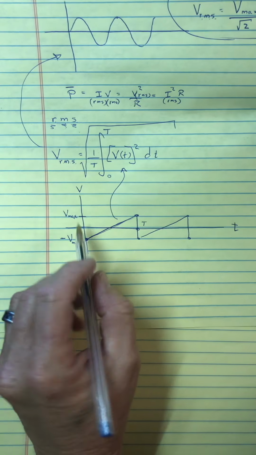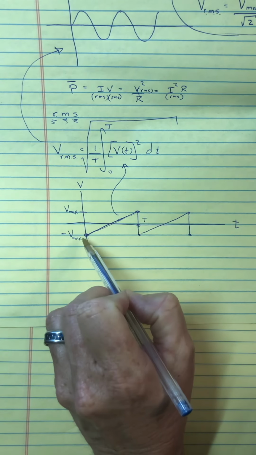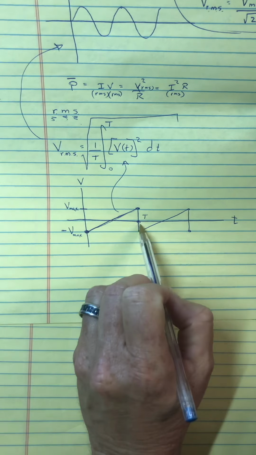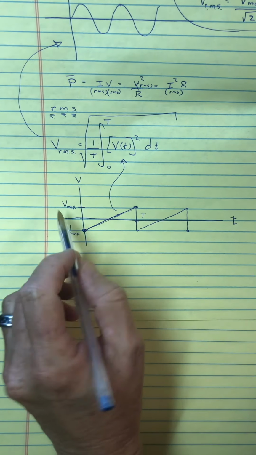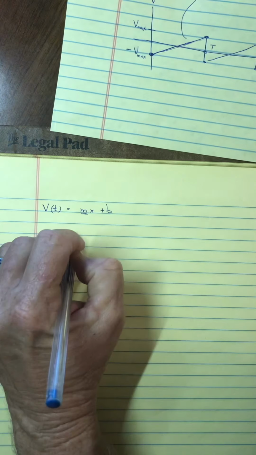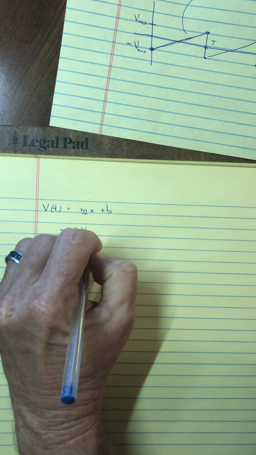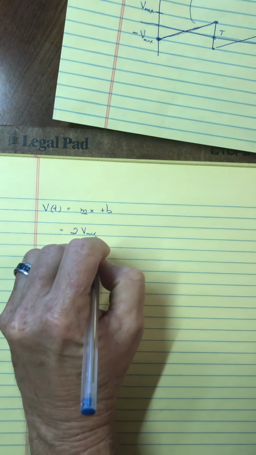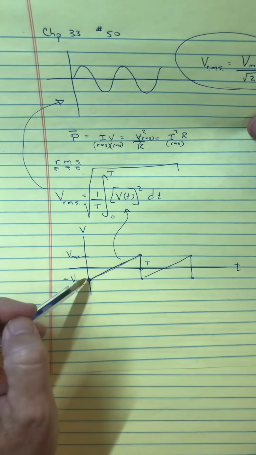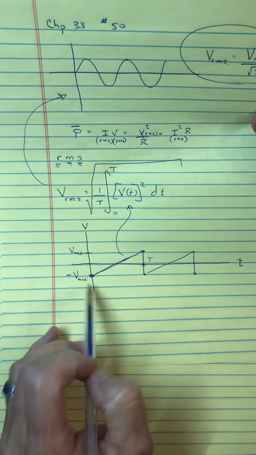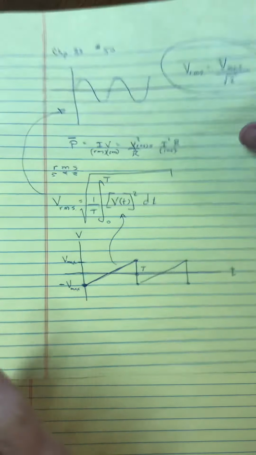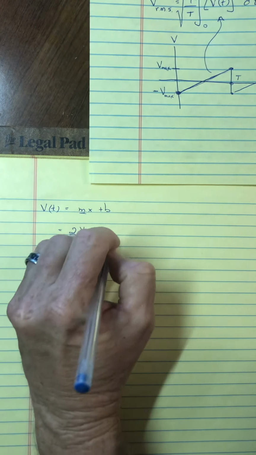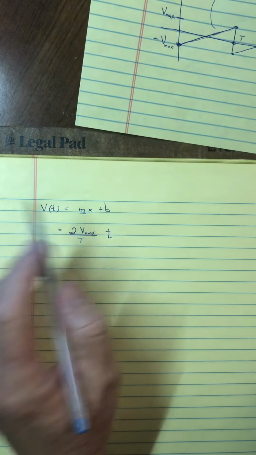Let's see, the slope looks like over one whole cycle, it goes up by 2. So this is going to be 2 Vmax divided by 1 cycle. So there would be the slope, a rise of 2 Vmax going from here up to here, and a run of 1 cycle.